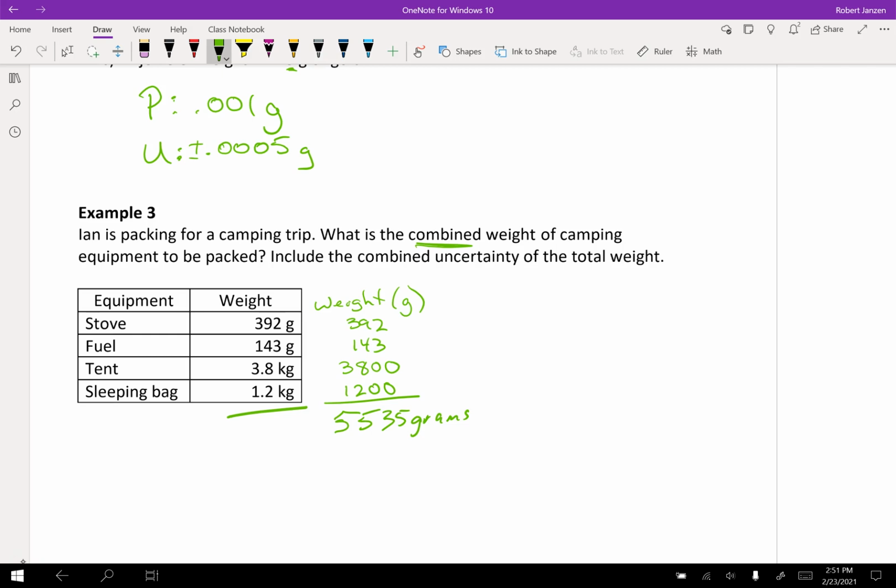Okay, let's now consider the precision in each measure. Okay, so we looked at each weight. Let's look at each precision. So the precision for the first one is 1 gram. That's the smallest unit given. The next one is also 1 gram. Okay, but what is the precision here? It's 0.8 kilograms, which is actually 100 grams. Okay, so that's the unit of measurement that is the most precise. And same with this one.